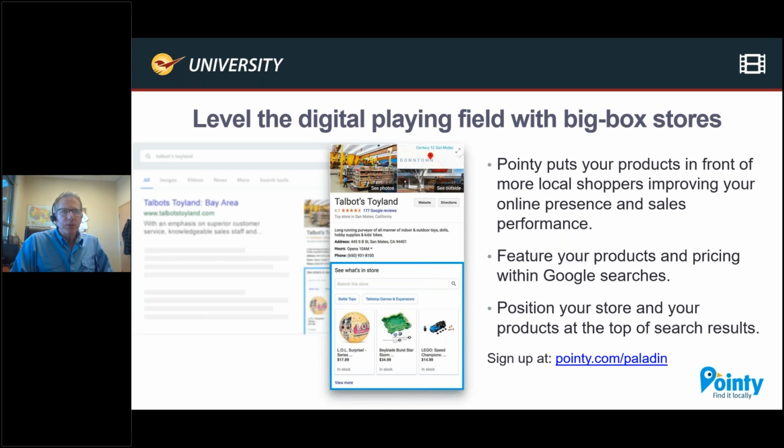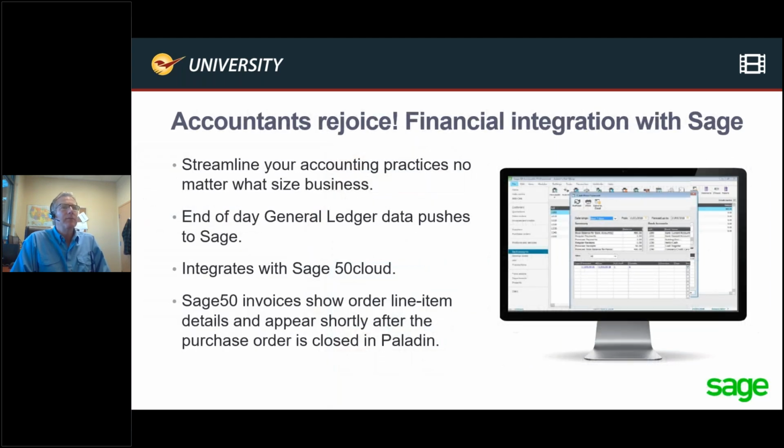It also features your products and your pricing, as well as positions your store to push your products to the top of that search bar. So it's a great solution. We have this running in several stores. It is truly a benefit to driving people to your store, and it helps you really compete with those big box stores. The next one is the Sage 50 Cloud.